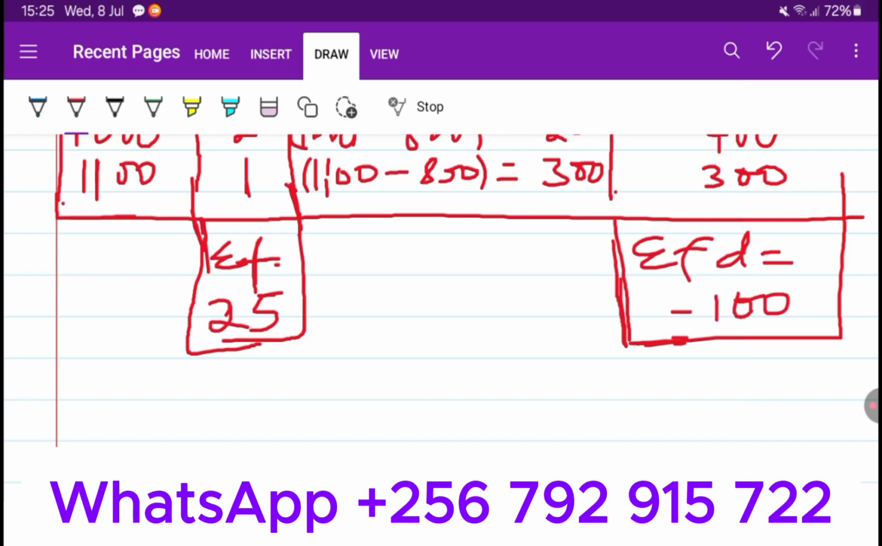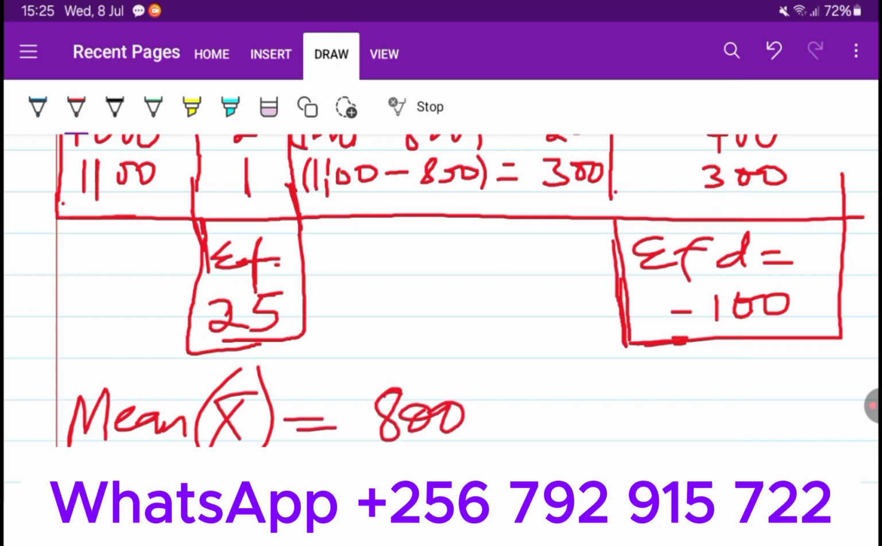Then we get the mean. Our mean, we can use X bar, is equivalent to 800, which is the assumed mean, plus the summation FD, which is negative 100 over 25. And once you sort that out, you'll find that you have 796. Because this is a negative, meaning it will reduce this figure.